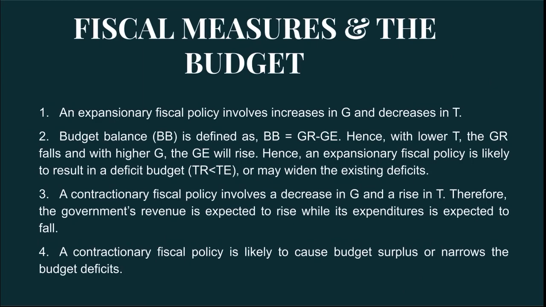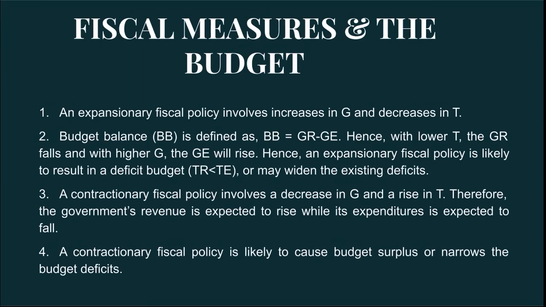T means the government revenue. The government revenue is lesser than the government expenditure, which will cause a negative BB, negative budget balance. Negative budget balance will cause a deficit budget. Whereas a contractionary fiscal policy will cause a surplus budget, because contractionary fiscal policy means a rise in the tax and also a drop in the government expenditure.